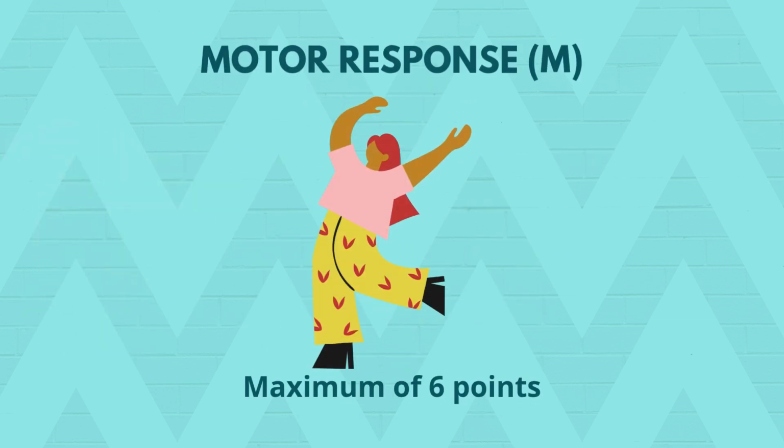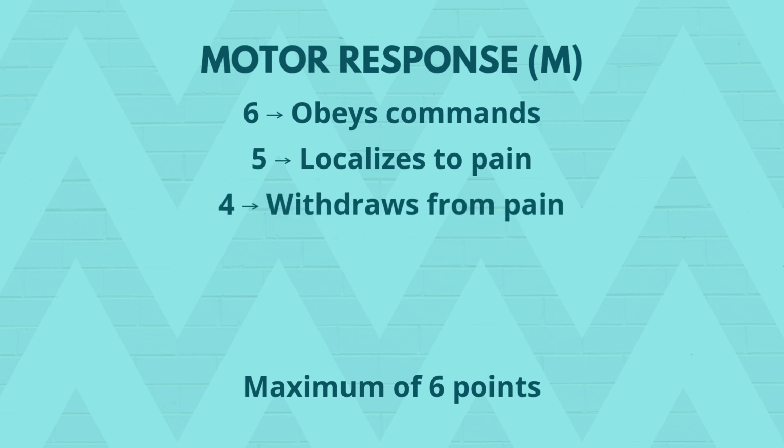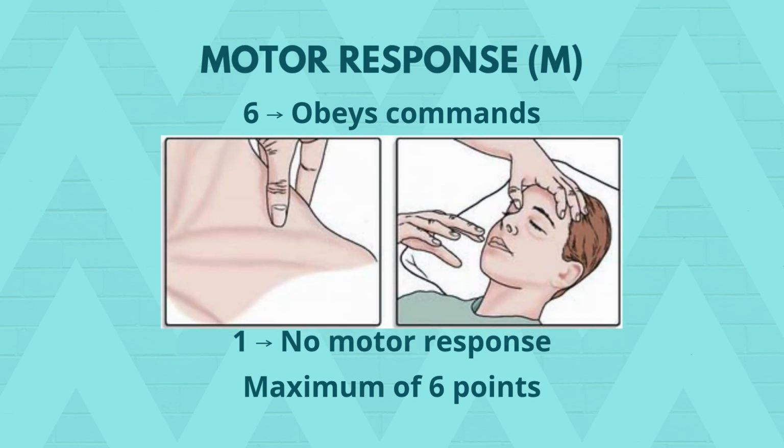Motor response. 6 points to the patient who obeys commands. 5 points to a patient who localizes pain. 4 points to a patient who withdraws from pain. 3 points to a patient who does a flexion to pain. 2 points to extension to pain. And 1 point to no motor response. Use central pain stimulus like trapezius squeeze or supraorbital pressure.